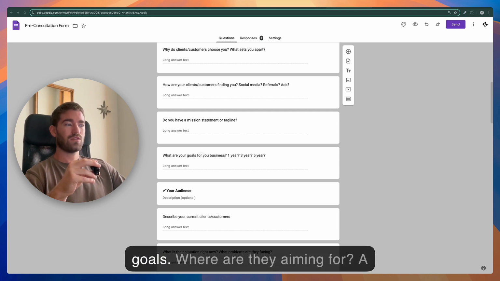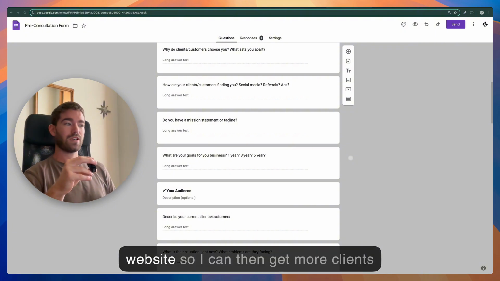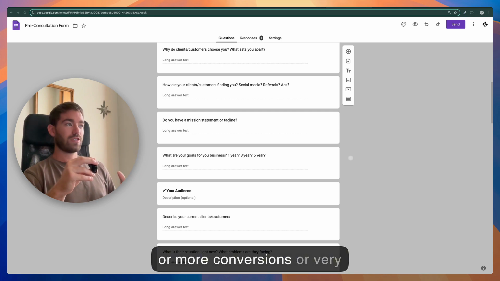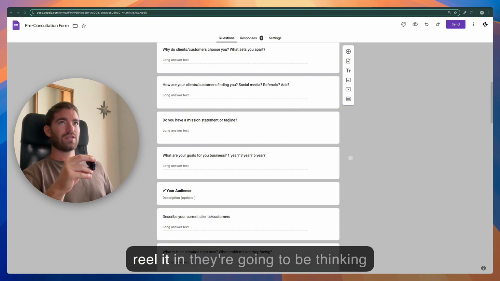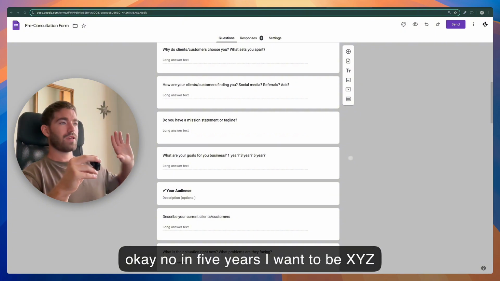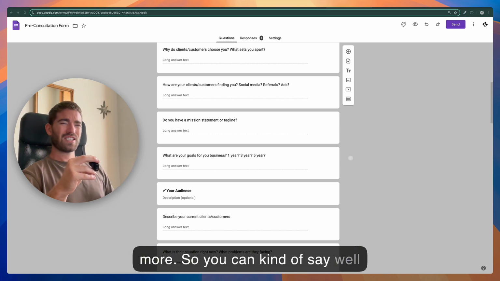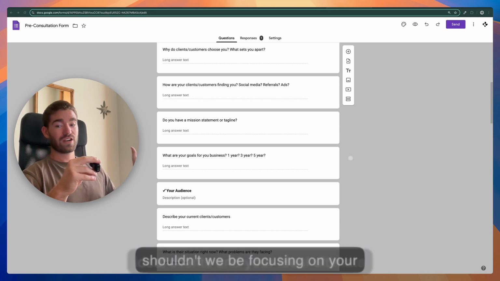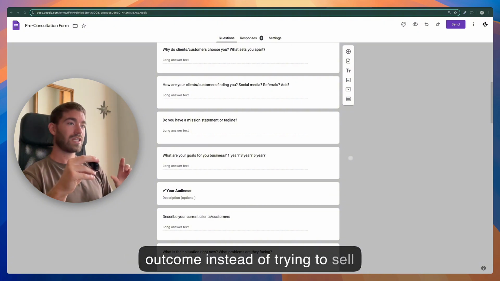And then the client's goals: where are they aiming for? A lot of times clients have this short-term idea of, I'm going to make a website so I can then get more clients or more conversions, or very short-term kind of goals. But when we reel it in, they're going to be thinking, okay, no, in 5 years, I want to be XYZ, in a different location, charging a lot more. So then you can say, well, shouldn't we be focusing on your ideal clients and your ideal ultimate outcome instead of trying to sell everything to everybody?